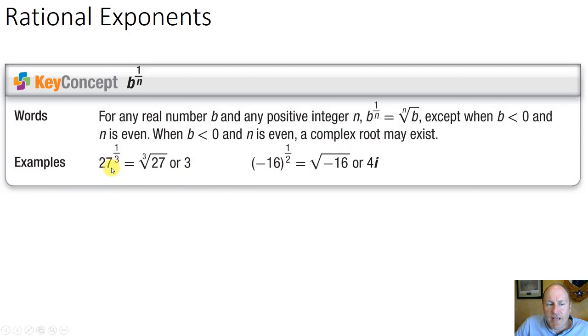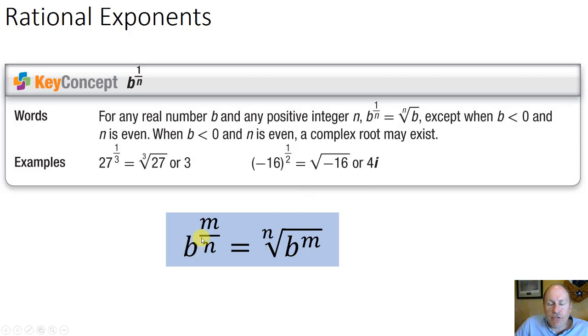So for example, 27 to the 1/3 power is equivalent, through this concept, to the third root of 27. The third root of 27 is 3 because 3 to the third power is 27. In a similar way, if we have negative 16, and this is that case where the base is less than 0, raised to the 1/2 power, we get the square root of negative 16, or the second root of negative 16, and that is 4i, an imaginary number.